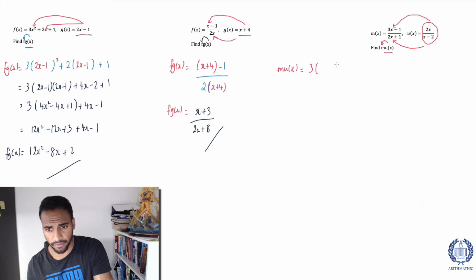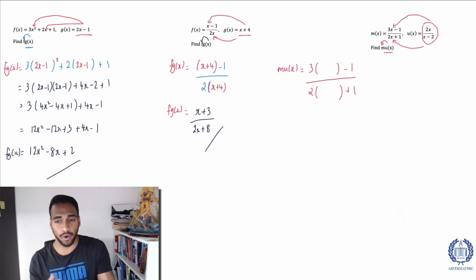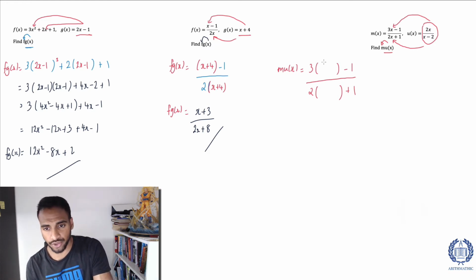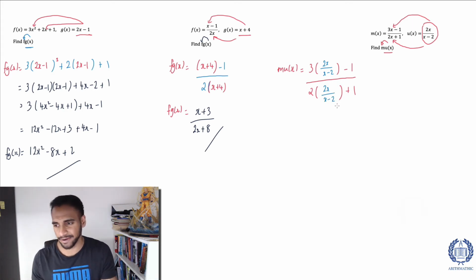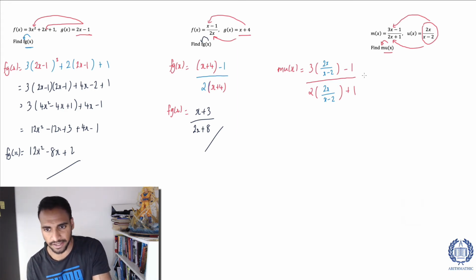I'm going to have 3, the bracket, minus 1, and this is going to look ugly, but just bear with me, over 2 bracket, plus 1, right? Remember, these were x's originally, but now we're going to have our 2x over x minus 2, and then here as well we're going to have our 2x over x minus 2. So I know this might look like, what the heck is this? It's so ugly, but watch how I simplify this one step at a time, right?